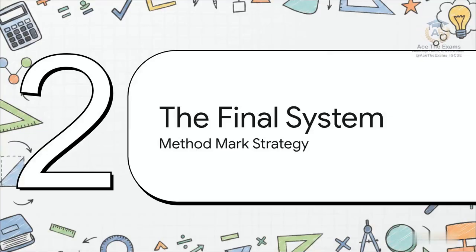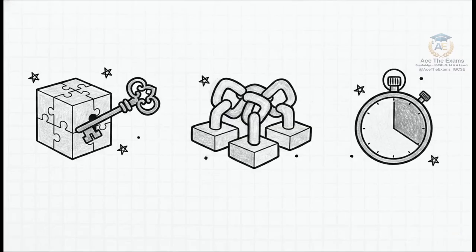Finally, we have reached section 5, the final system. Let's lock in the method mark strategy. We are bringing together absolutely everything we've discussed today into one unified, complete mathematics answering system. If you want top marks, you must follow these 3 absolute rules. Rule number 1, command word decoding. You have to know the specific difference between calculate, show that, find the exact value, and determine. Each of these words requires a totally different level of explicit written working. If it says show that, it means the examiner literally already gave you the answer.